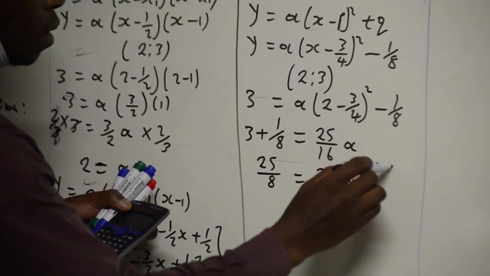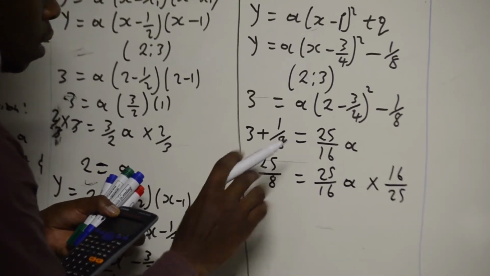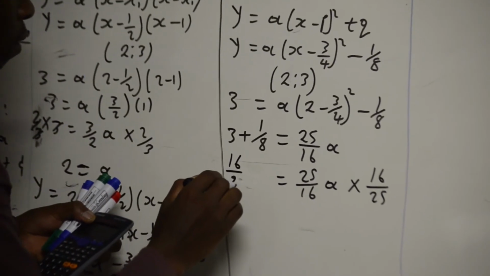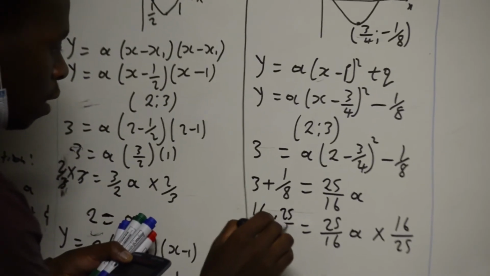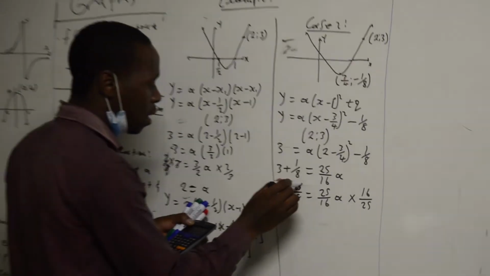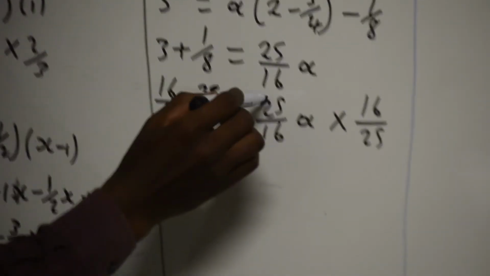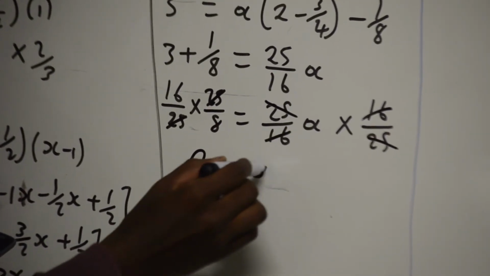Then multiply by 16 over 25. Also this side, 16 over 25 times 25 over 8. So 25 cancels, 16 divided by 8 is 2. You see, here you get the same answer as in the first equation, a equals 2.